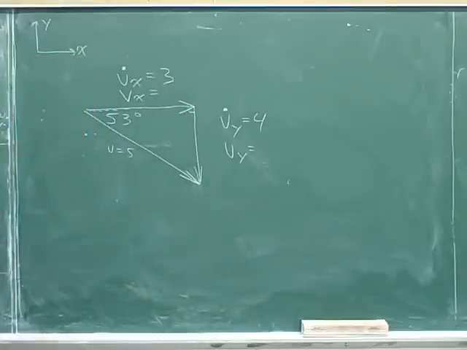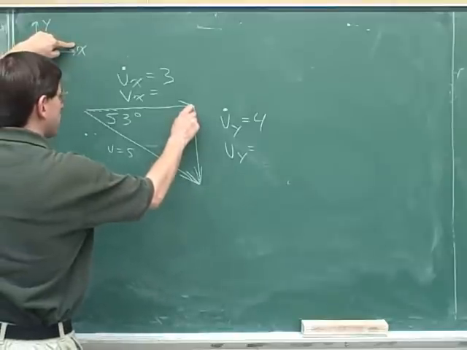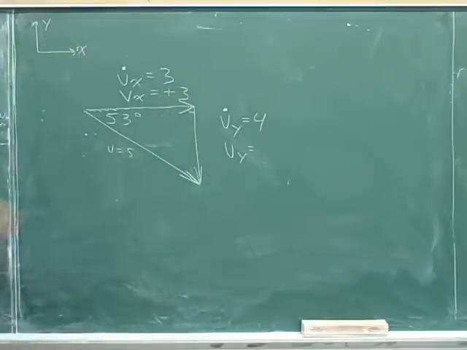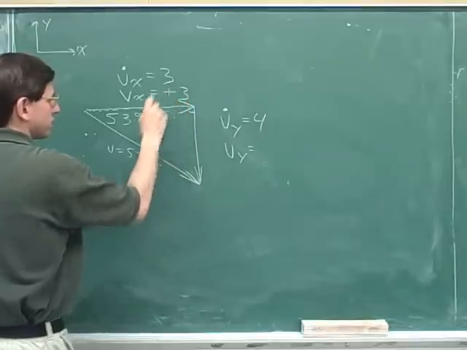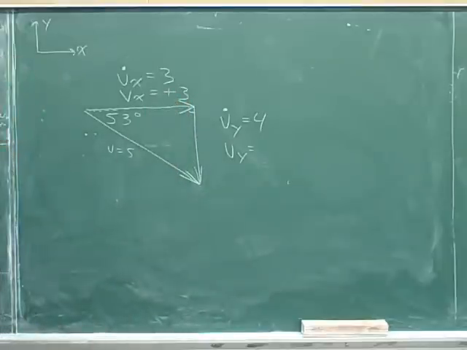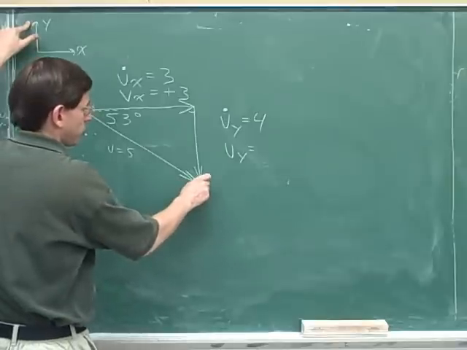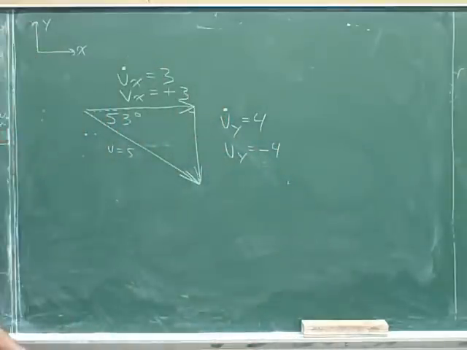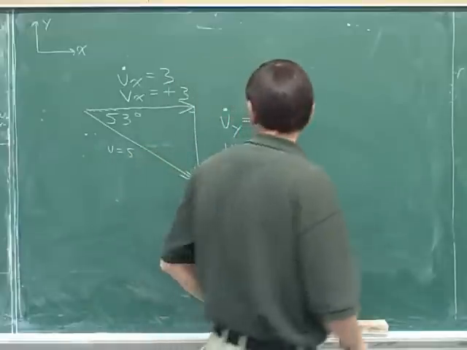Now we can figure out the signs. The positive x direction is to the right, and the x component is also to the right. So the x component was positive 3. Positive is to the right, and the x component is pointing to the right, so that's a positive component. How about the y component? The positive y direction is up, but the y component here was pointing down in the negative direction, so the y component was negative 4. Positive is up, but the component is pointing down in the negative direction.